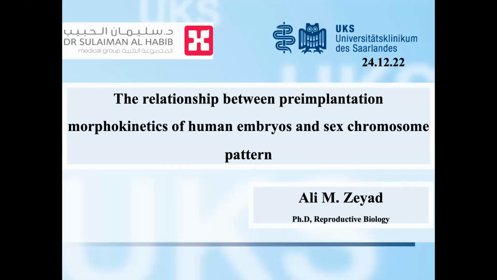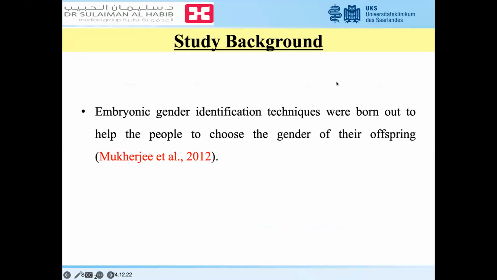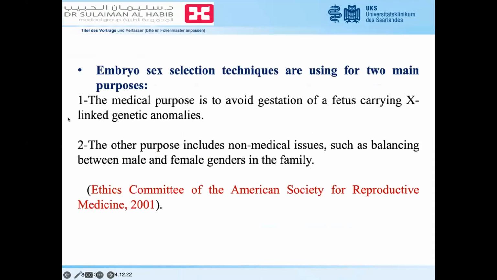We're going to speak about the relationship between pre-implantation morphokinetics of human embryos and sex chromosome pattern. Embryonic gender identification techniques were born to help people choose the gender of their offspring. Sex selection techniques are used for two main purposes. Medical purposes, to avoid gestation of a fetus carrying X-linked genetic anomalies. The second purpose is social, that is, for family balancing between male and female.